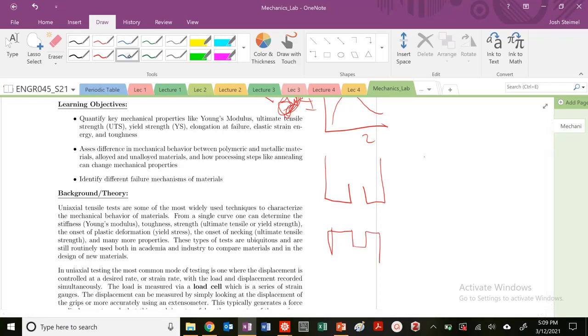So we're going to put our dog bone sample, so it's going to have some geometry like this, and thin. You're going to see it in just a second, but you'll see it in the video as well. We're going to put a sample like this, and we have our coordinate system, 1 and 2. So we're going to pull up in tension.